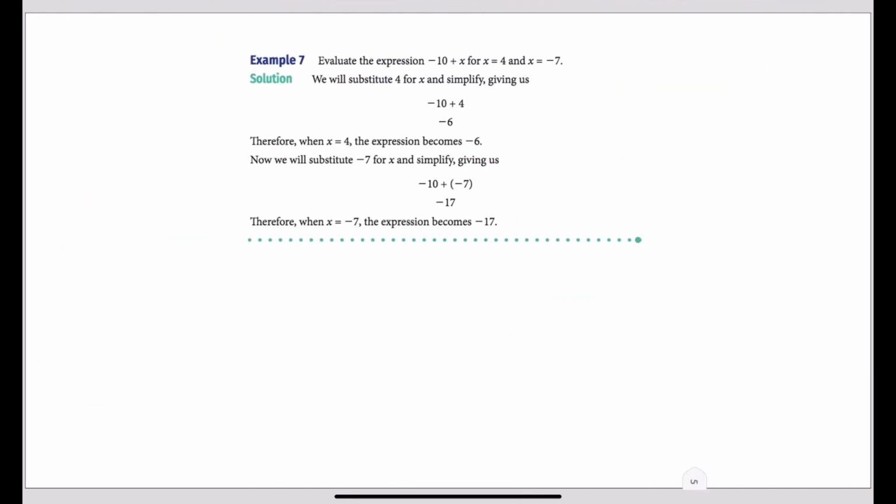All right, example 7. It's pretty similar, except we have a variable expression. So let's have a look at this. So it's negative 10 plus x. And now what we're going to do is evaluate this for x equals 4 and x equals negative 7. In other words, here's a variable expression. Plug in the different values of x one at a time and see what the result would be.